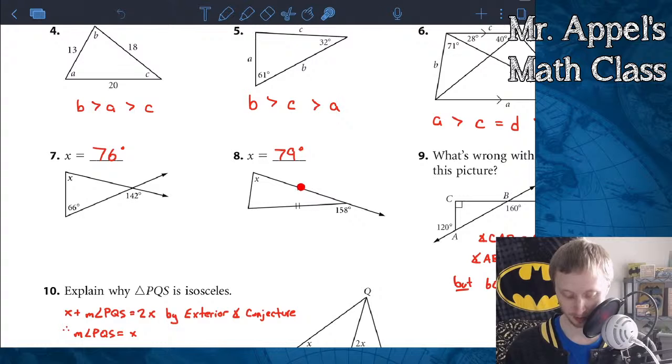Same with this one, although it's isosceles, so we know those are going to be the same. Find x equals 79 there.